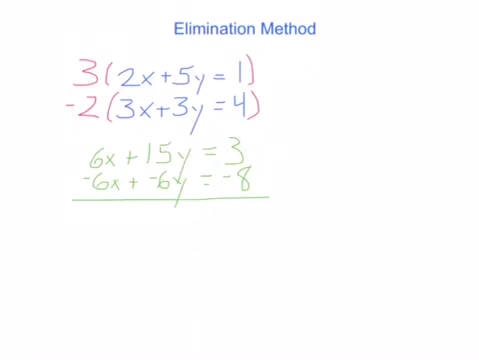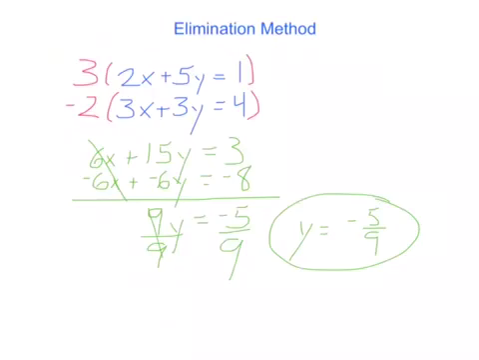Now, when we add these together, the 6x and -6x cancel each other out. We have 15y plus -6y, that is 9y. And then we have 3 plus -8, which is -5. Then we divide by 9, and we get y equals -5 over 9. That's the y part of our answer. We need to find a coordinate x, y. So our y is -5/9.